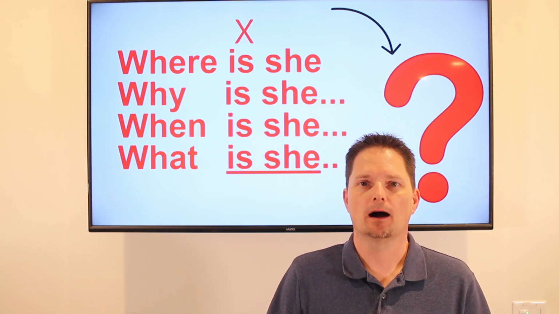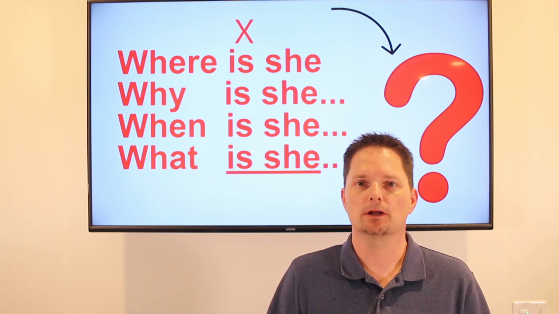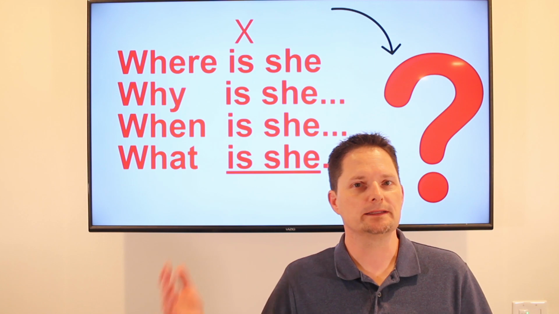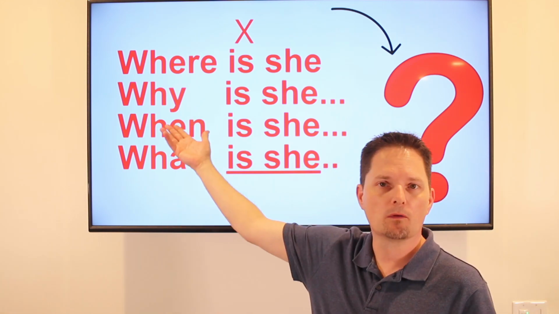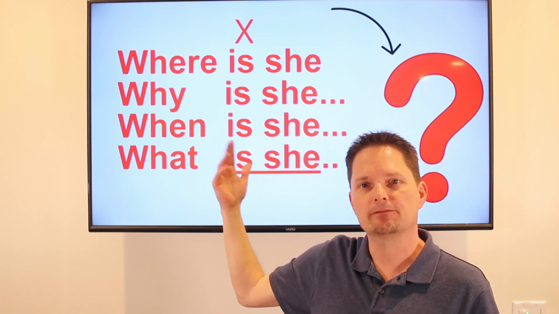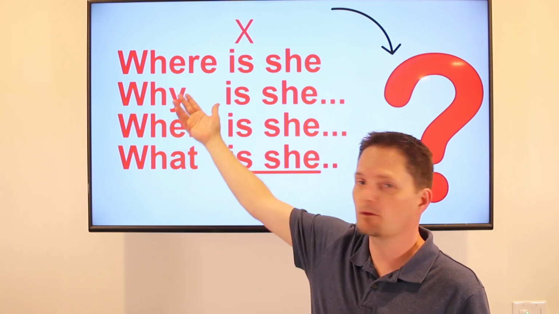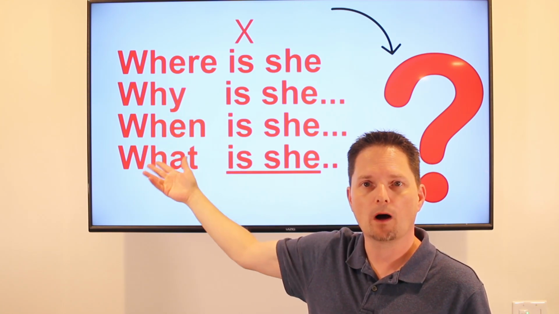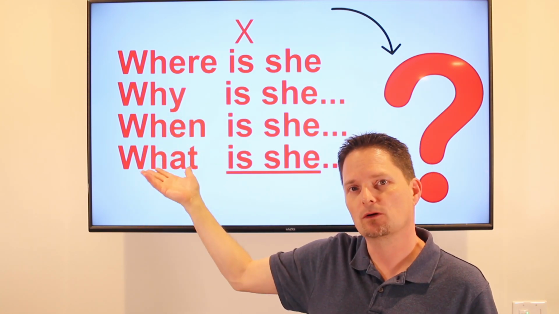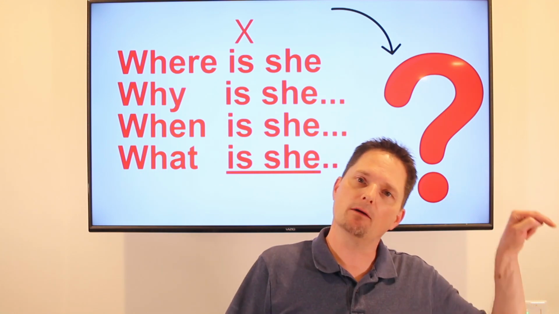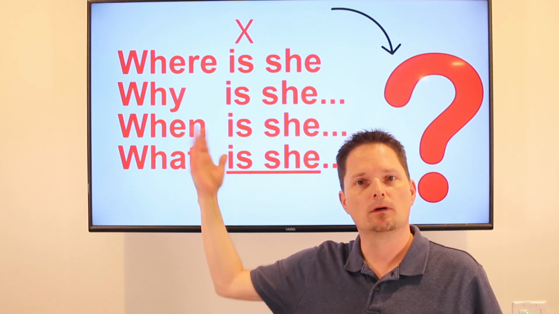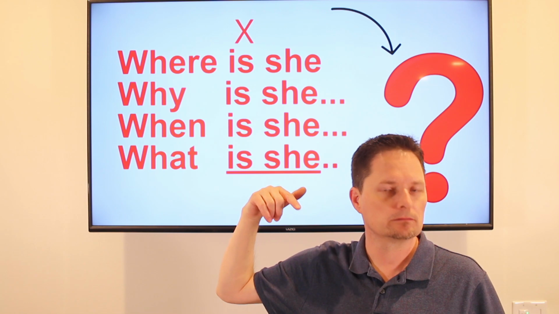Today we're practicing American intonation and pronunciation. With these examples, where is she? It's an information question with question words like where, when, why, and what. Information questions, the intonation goes down at the end. Example, where is she going?